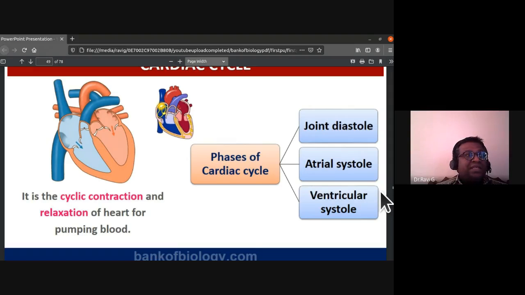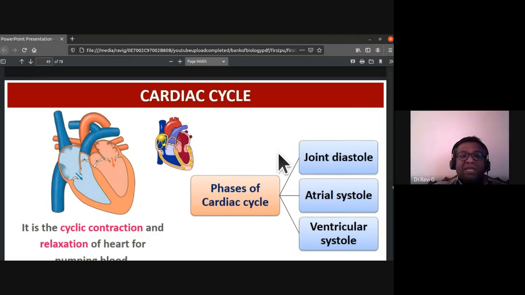So what is cardiac cycle? It is the cyclic contraction and relaxation of heart for pumping the blood. The cyclic contraction and relaxation of heart for pumping the blood, we call it as cardiac cycle. There are three phases of cardiac cycle: joint diastole, atrial systole, ventricular systole.